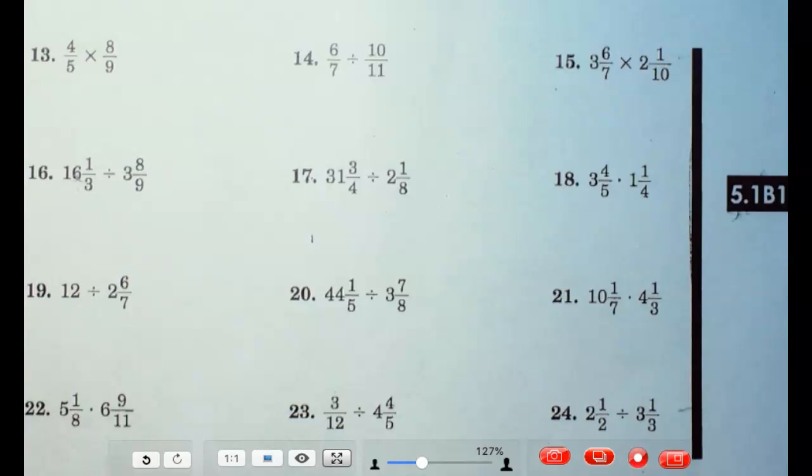Hello, this is a quick tutorial on 5.1b1. This is going to be estimating products and quotients using fractions.